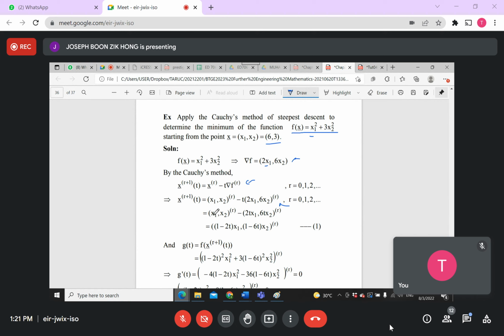So that means your x1 will be what? Because your first initial guess is 6. This one they just merge x1 and minus 2x1 into the x1.